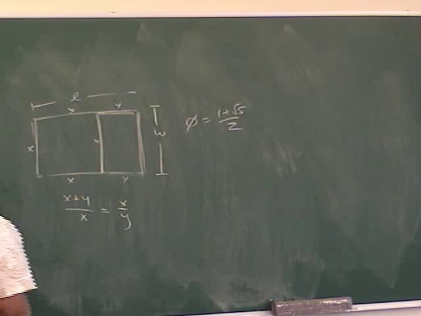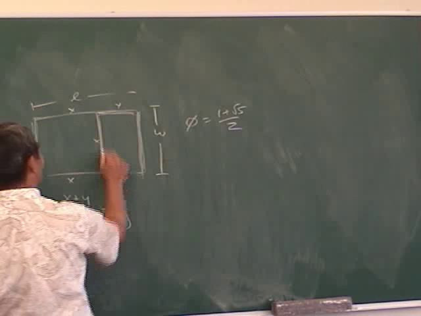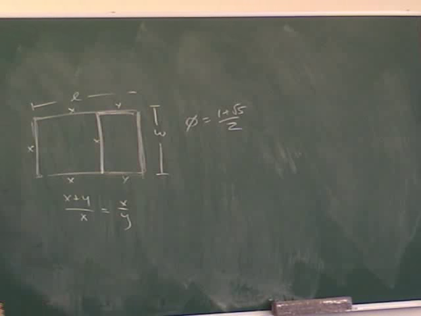Don't you have to put y over x? No, we're going length to width. Length over width is equal to length over width. Oh, because it's longer that way.